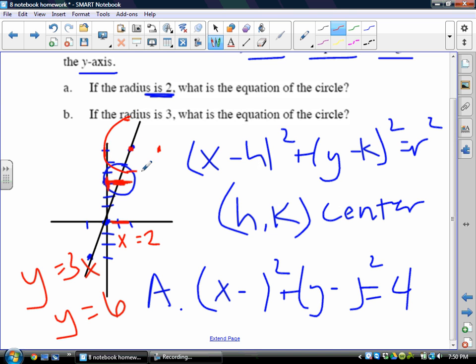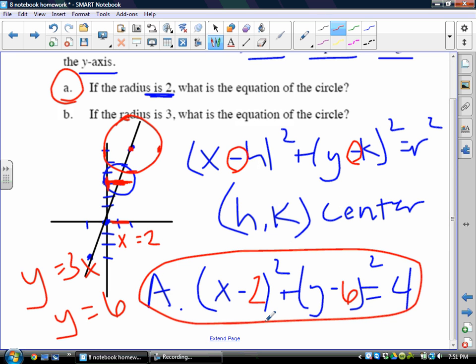So this red circle is for part A. My radius is 2 in all the directions. The center is on the line, and the center is at 2 and 6. Remember, we do opposite stuff for circles because they're negative. Both of these things are negatives. So my equation for part A would be (x minus 2) squared plus (y minus 6) squared equals 4. 4 I got as my radius squared. So you have to plug the radius into the line equation to find the y value.